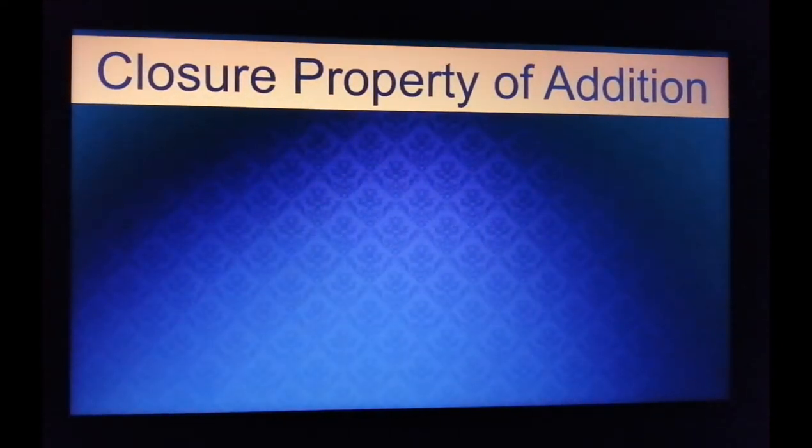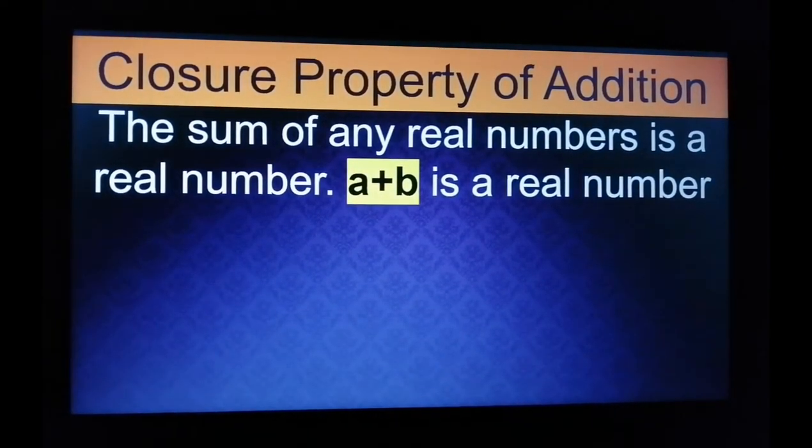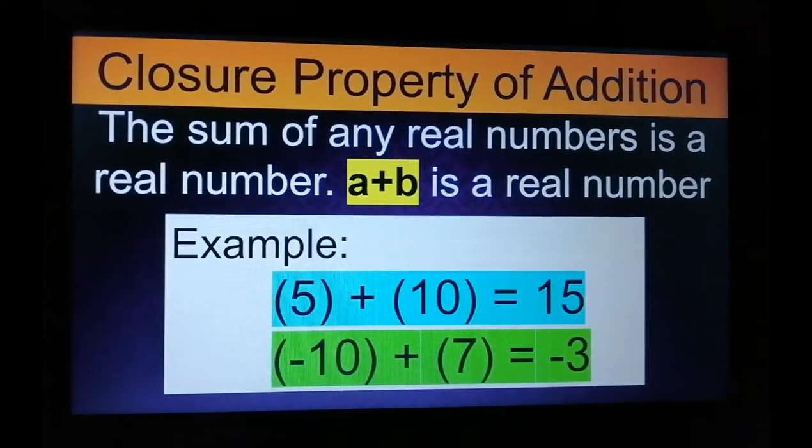So, let's have closure property of addition. The sum of any real numbers is a real number. A plus B is a real number. So, example, we have here 5 plus 10 equals 15, and negative 10 plus 7 equals negative 3. So, yung very common pala na nakikita natin na palagi natin ginagawa since elementary tayo na pag-a-add natin, ang tawag po pala doon ay closure property of addition.